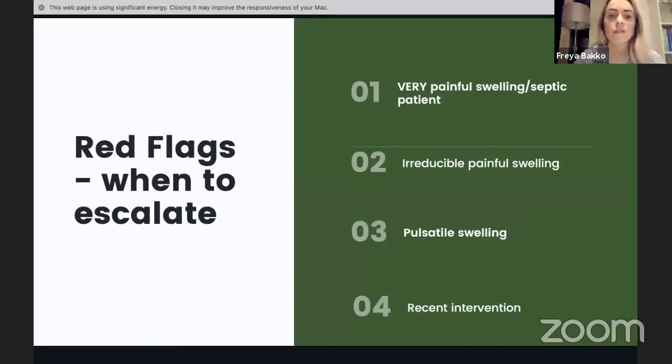So, red flags, when to be worried and when to escalate. The patient has a very painful swelling and they also look septic or very, very poorly. You always want to escalate that. An irreducible painful swelling that you think is probably of hernial origin is a surgical emergency and needs to be escalated immediately. Any pulsatile swelling will indicate a vascular source of the lump, that needs to be escalated to the vascular surgeons. And any recent interventions, whether that's a recent operation or catheterization or any other insult to the groin area, is a red flag.